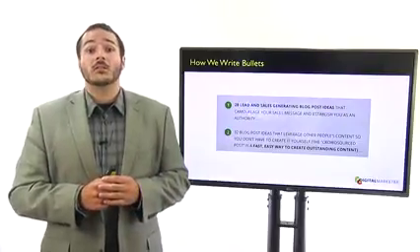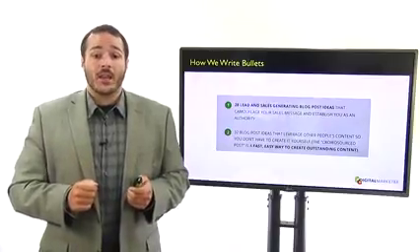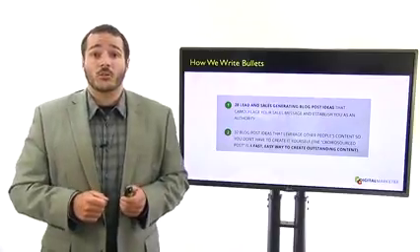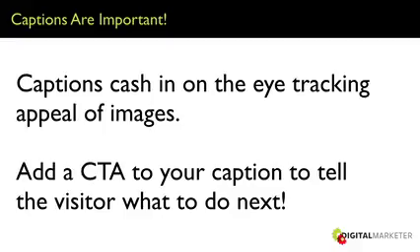We spend a lot of time crafting these because we know just how important they are, and I think that scroll map I showed you really proves it. All right, next from copy, captions, captions, captions. These are overlooked. If you don't have a call to action in your caption, you are missing out on conversions right there. So captions cash in on the eye tracking appeal of images.